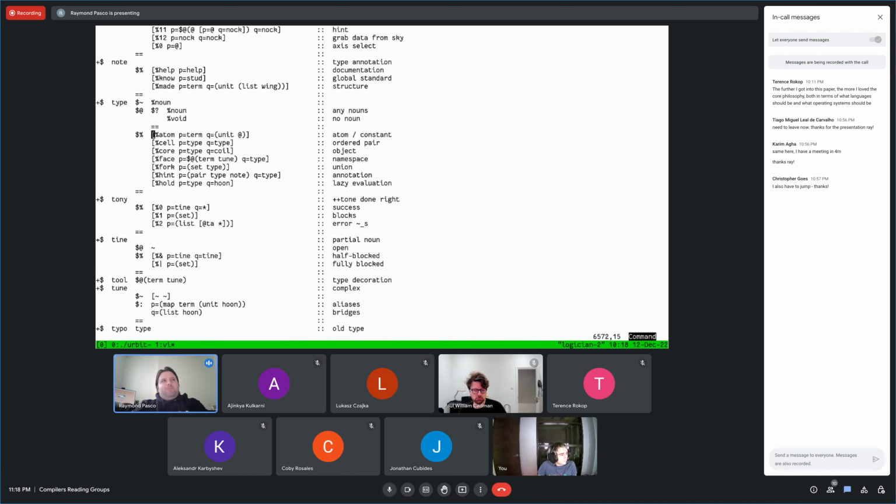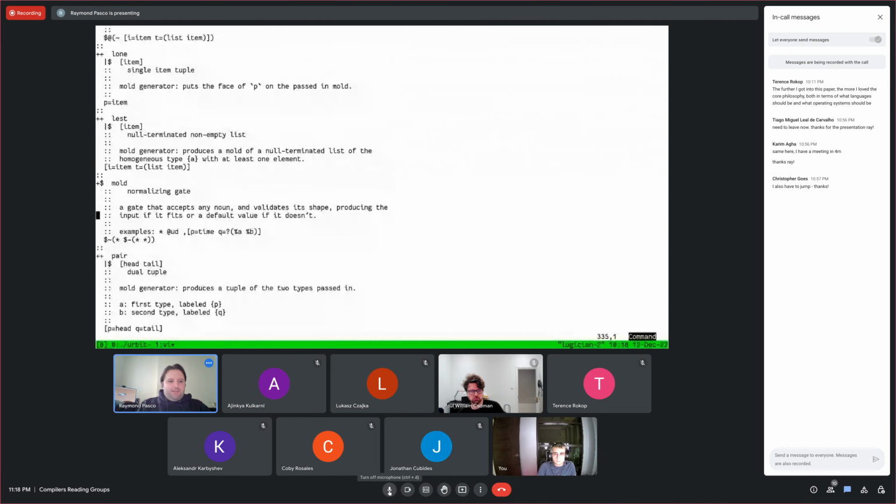Doing it at runtime, you have to mold that. Usually you mold it through the mold, which is code, just of some defined shape. It just has to accept any noun and produce just nothing. So every type does have a default value.